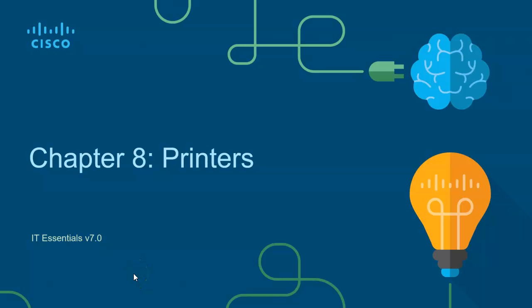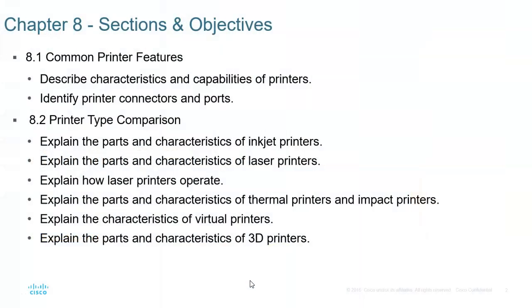Today we're going to talk about Chapter 8 in IT Essentials, and we're going to be dealing with printers. We're going to talk about some of the common print features, describe some characteristics and capabilities of printers, and identify printer connections and ports. We're also going to take a look at some comparison between different types of printers.